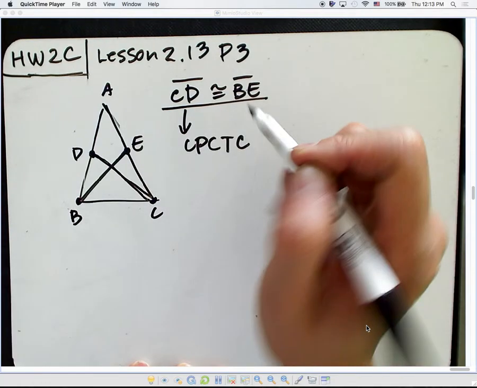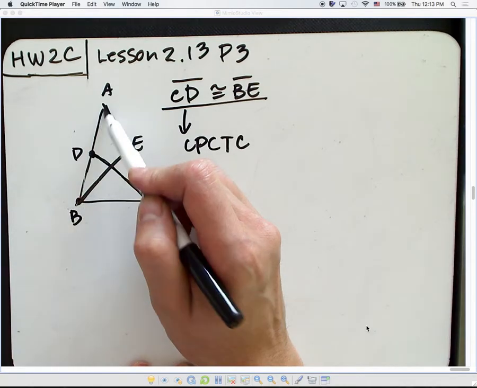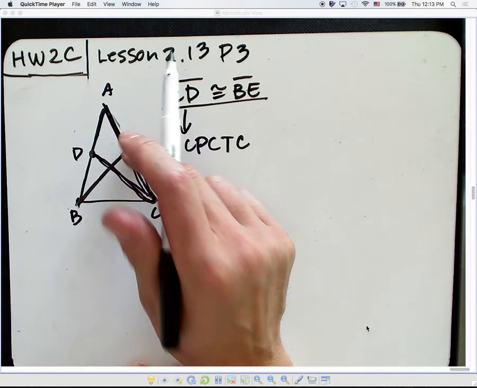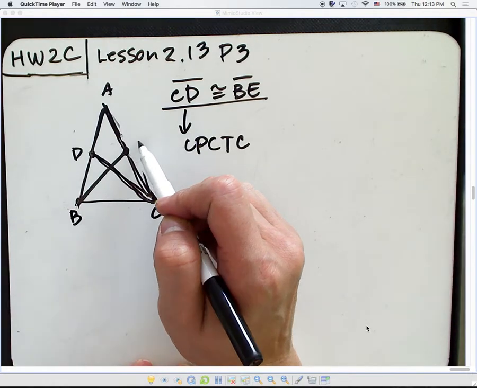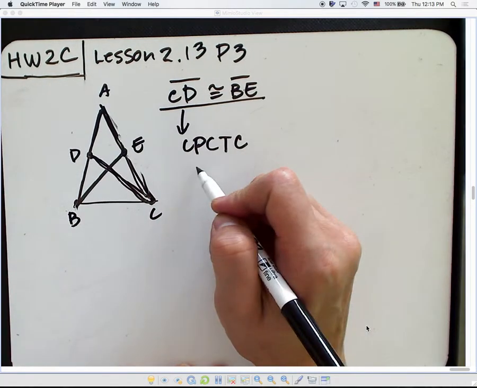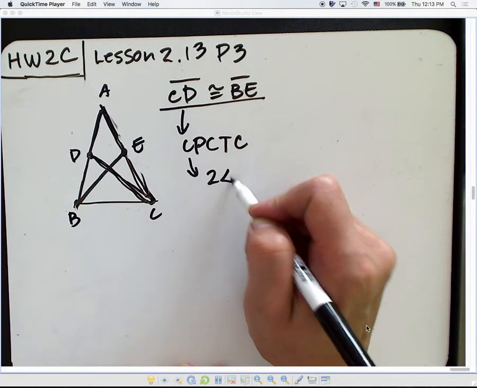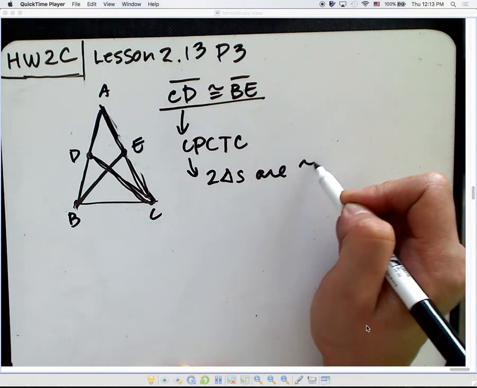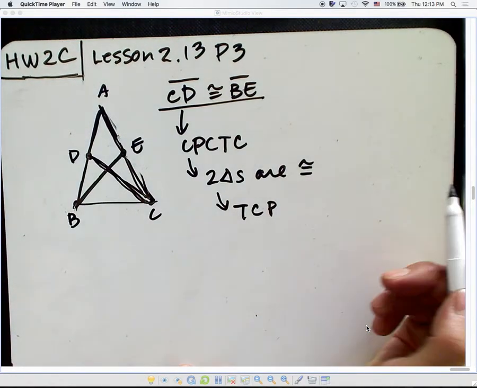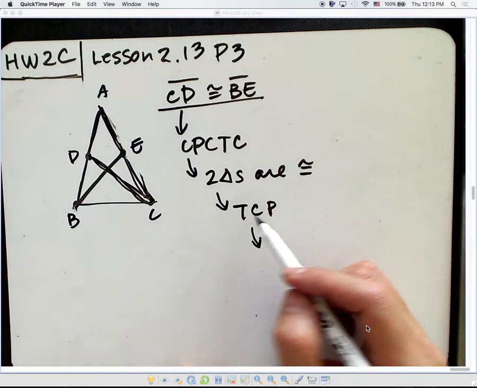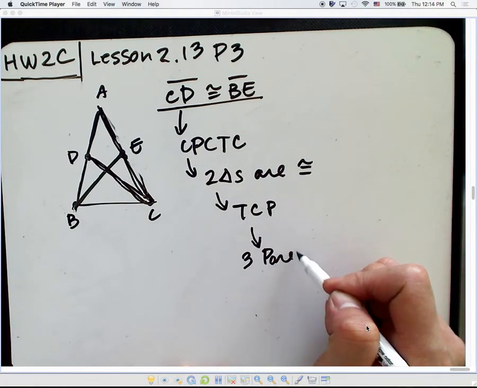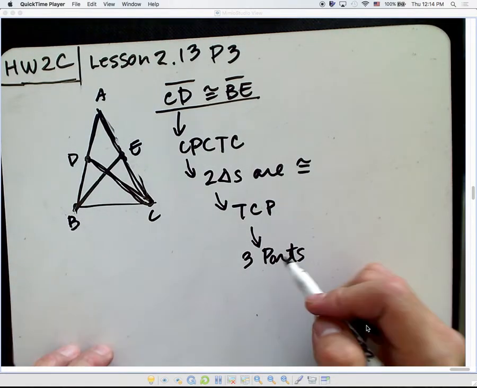CPCTC, right? So if you can prove that triangle AEB is congruent to triangle ADC, then you can use CPCTC to say the remaining parts of the triangles are congruent. In order to say CPCTC, we have to show that two triangles are congruent. In order to say two triangles are congruent, we have to use TCP: SSS, SAS, AAS, right? In order to use TCP, you have to show that three corresponding parts are congruent. So those are the hints.